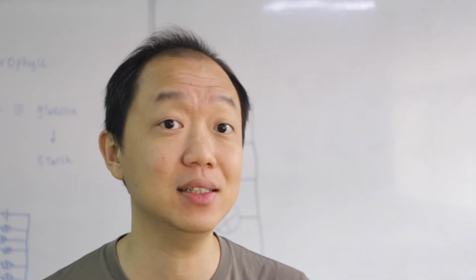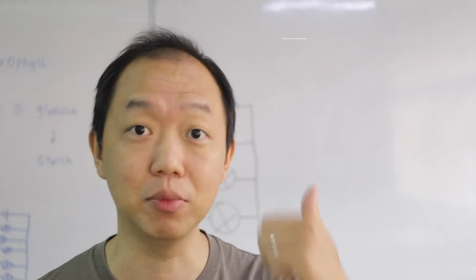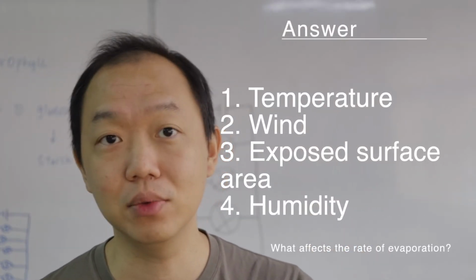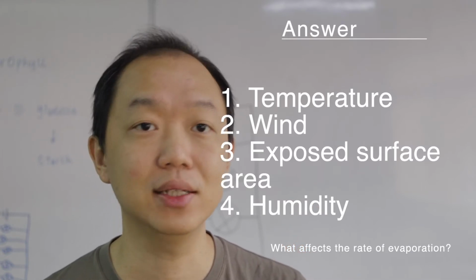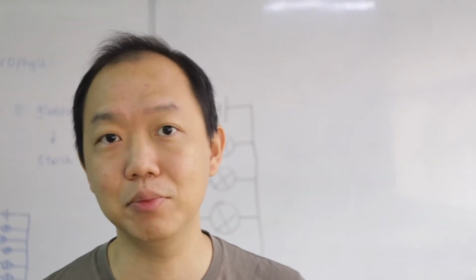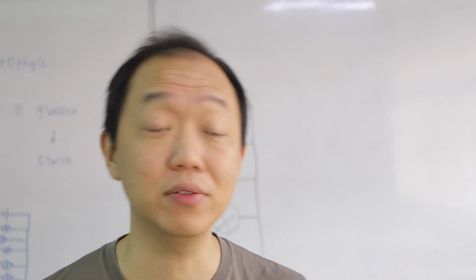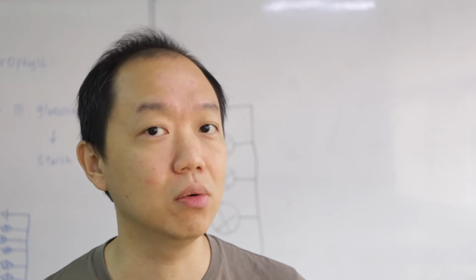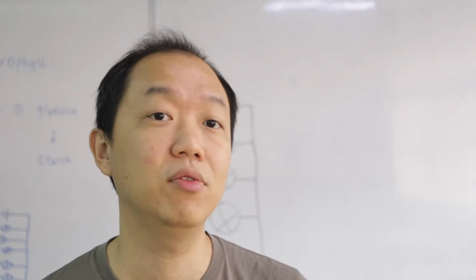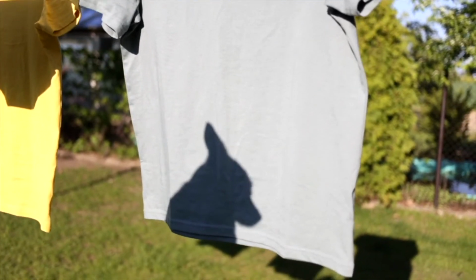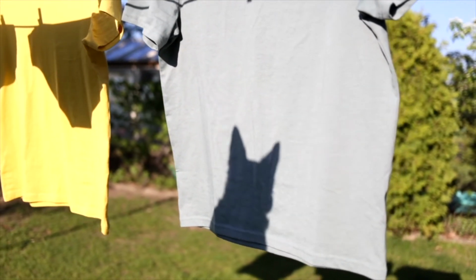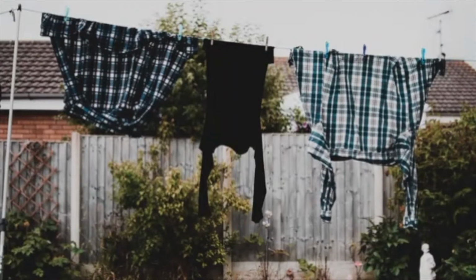The following factors affect the rate of evaporation: temperature, presence of wind, exposed surface area, and humidity. Let's talk about temperature. The higher the temperature, the faster the rate of evaporation. On the other hand, the rate of evaporation is slower when the temperature is low. For example, wet clothing dries faster on a hot and sunny day than on a cool and cloudy day.